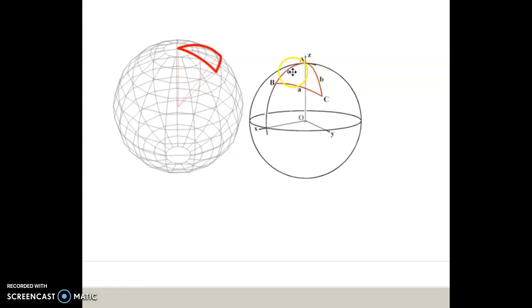We have this wide angle, big A. We have small b and small c. However, there are another three angles that are unknown. That is big C, big B, and small a.